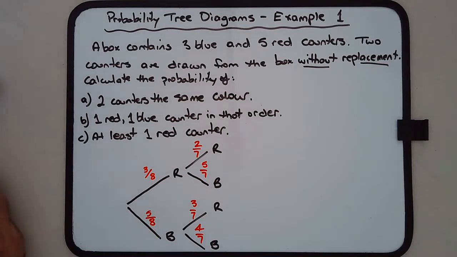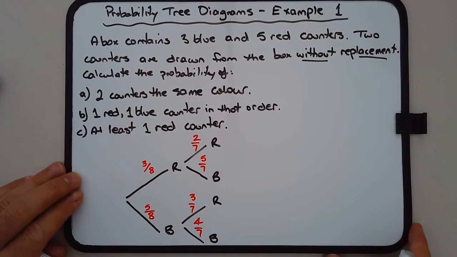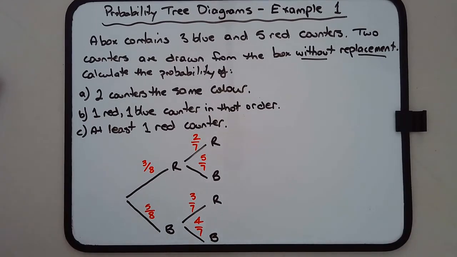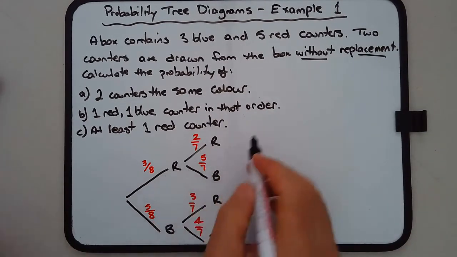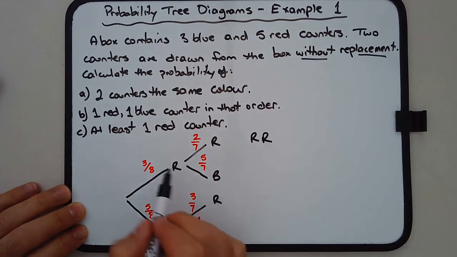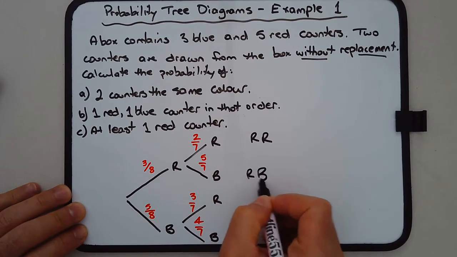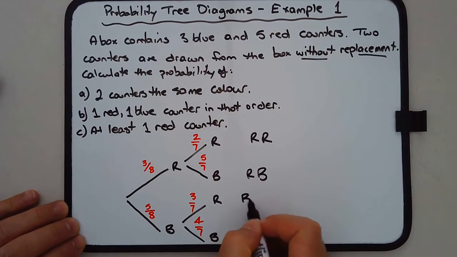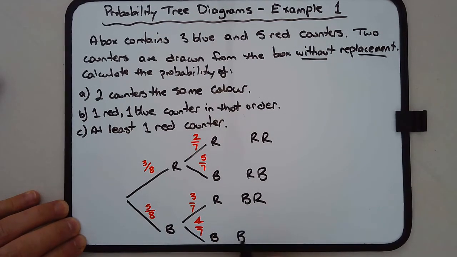First of all, what I like to do is list the various outcomes. I'll put the board up a little bit. So the final outcomes are: red, red; red, blue; blue, red; and blue, blue.